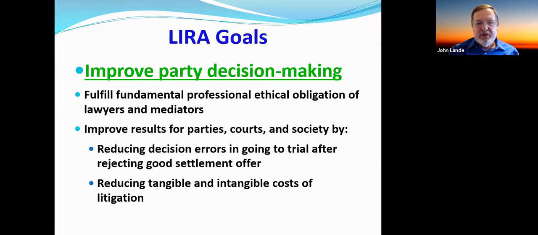Part of this is also to improve results for the parties in the first instance, for courts, and for society. And in the United States, there's a lot of research that suggests that people make what researchers call decision errors in going to trial after rejecting a good settlement offer. So let me give an example.